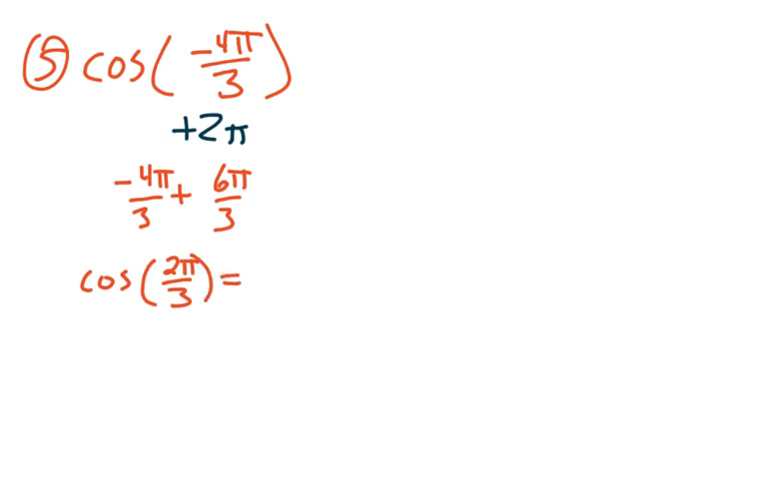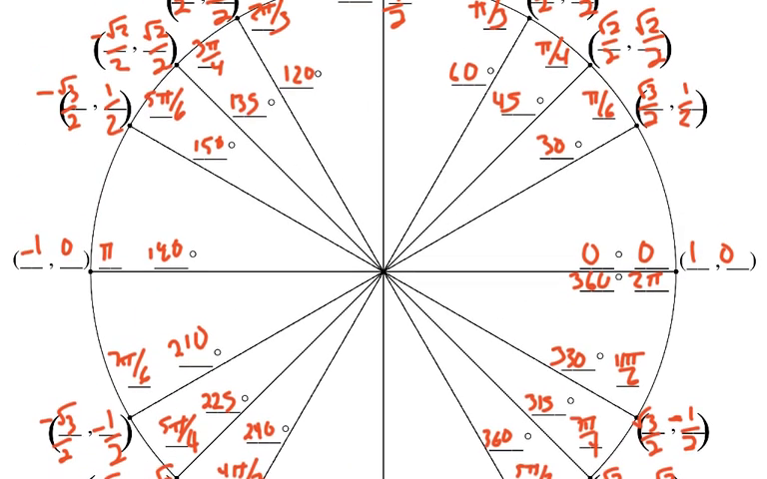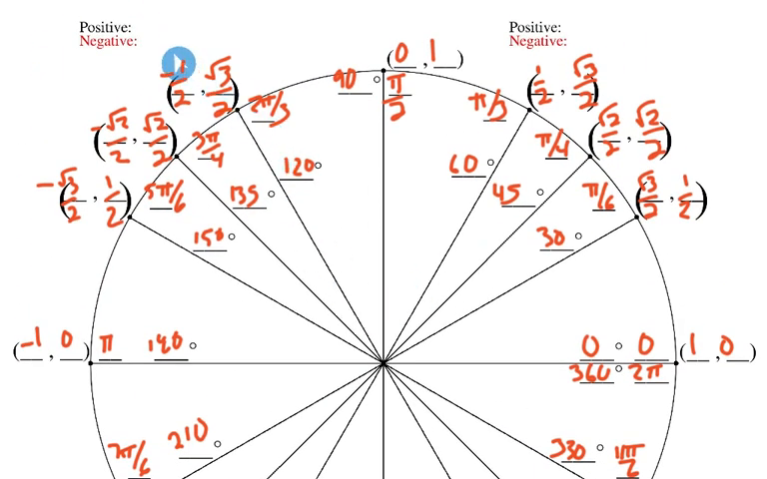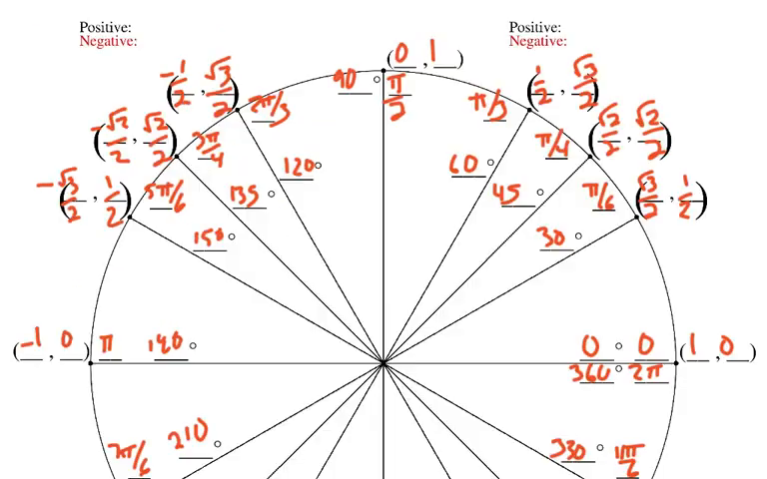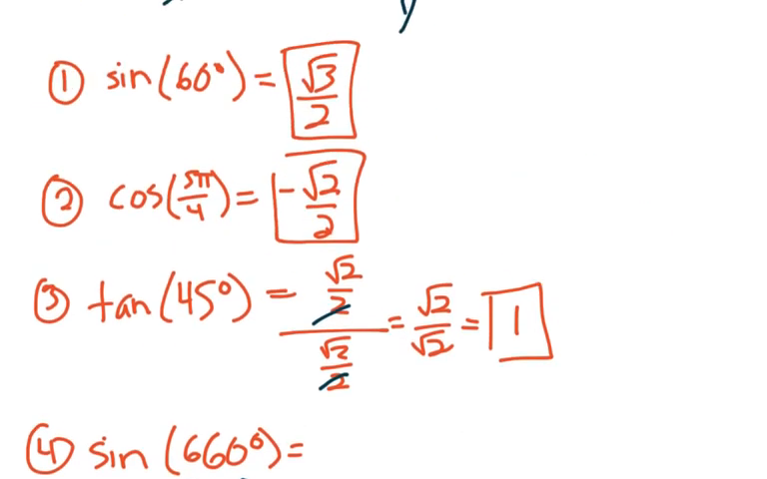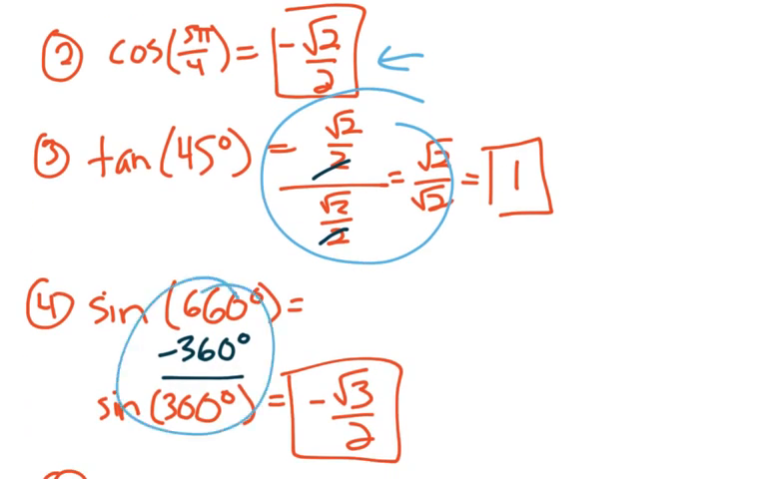Cosine is the x value, so if I go to 2 pi over 3 and look at the x value, it is negative 1/2. And yes, you are going to have to show these on your homework. Now some of these, like this one, you didn't have to show any work. You have to show this work, you have to show this work. I need to see that you know what you're doing.